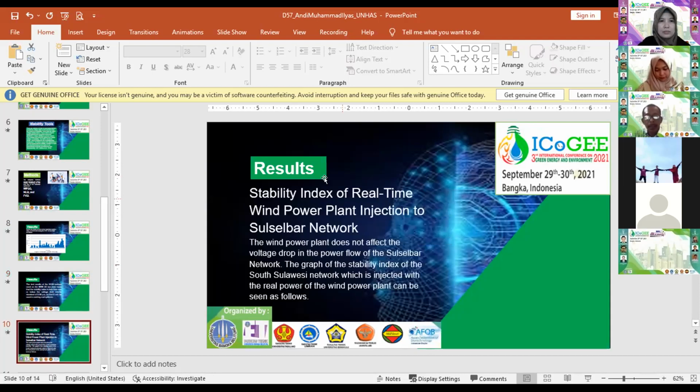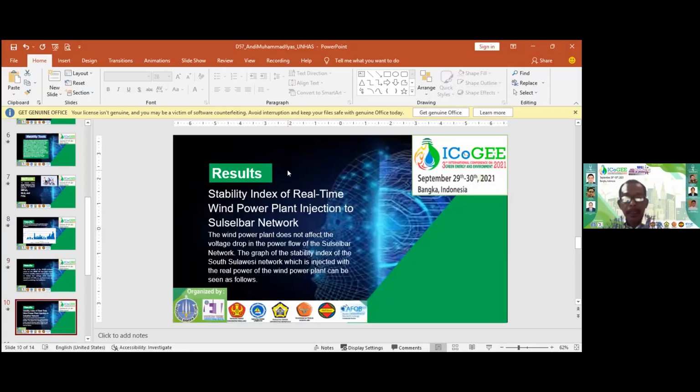Result for the stability index of real-time wind power plant injection to the Sulawesi network. The wind power plant does not affect the voltage drop in the power flow of the Sulawesi network. The graph of the stability index of the South Sulawesi network, which is injected with the real power of the wind power plant, can be seen below.